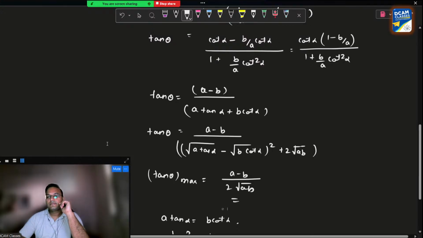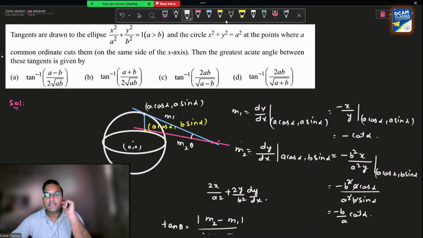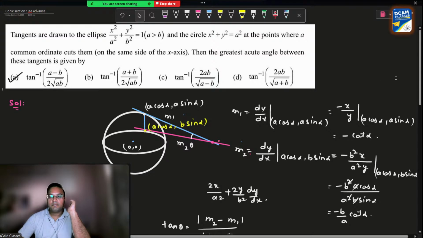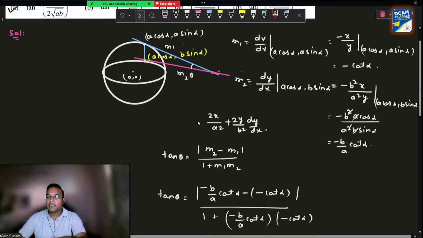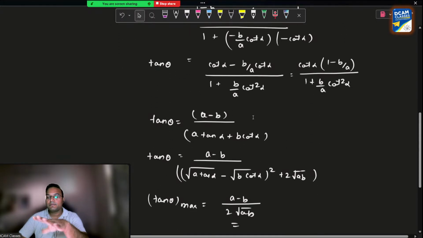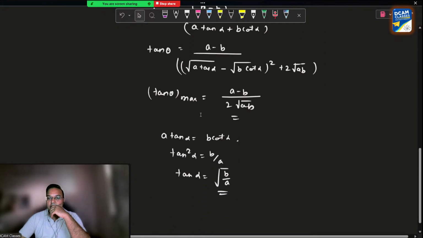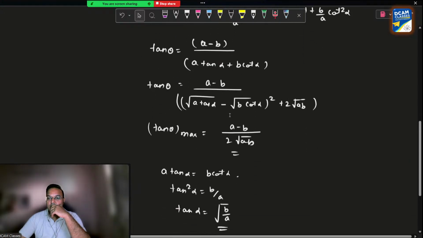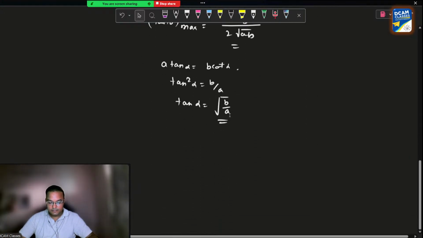How was this question? Tough or easy? Tricky. Medium to tough. Because getting up to this part, taking these parametric equations and forming this, finding out the angle, it was okay. This we would do naturally. But getting to this maximum part was a bit tricky, completing the squares with that. Let me give you one more question.